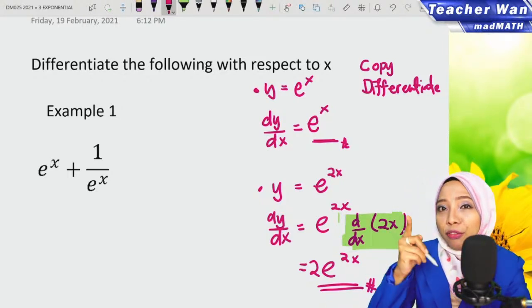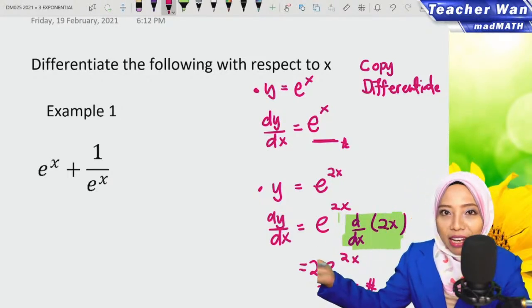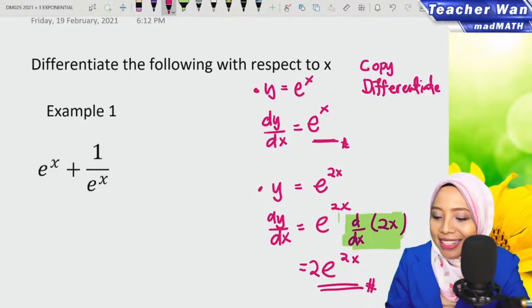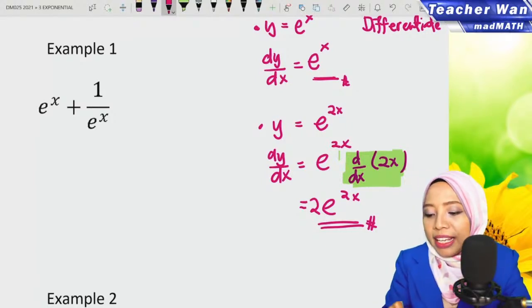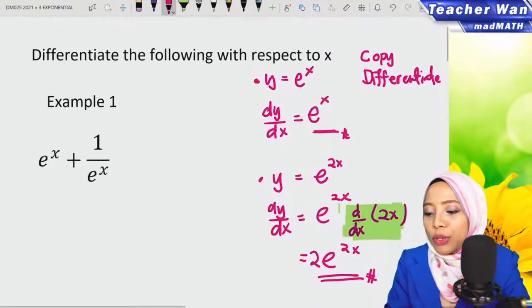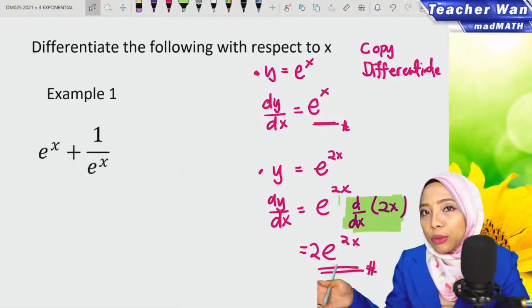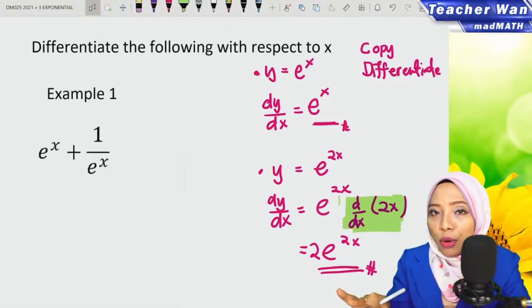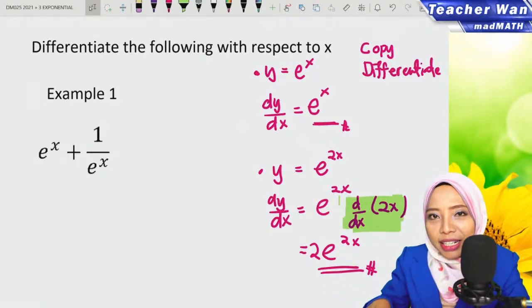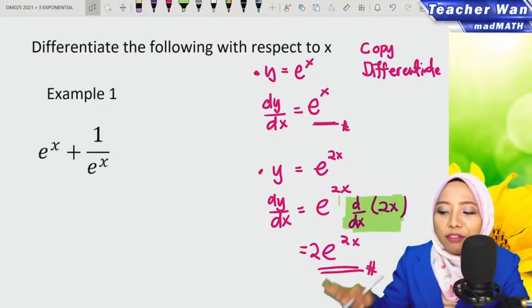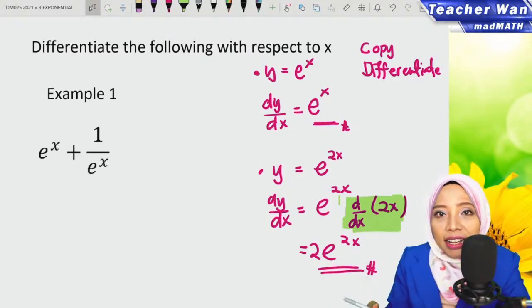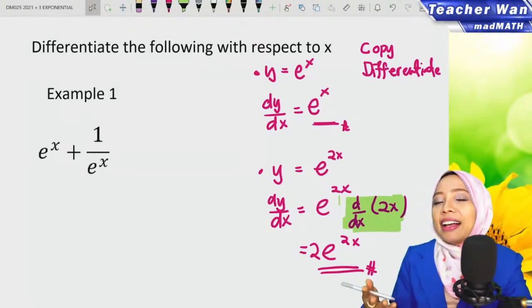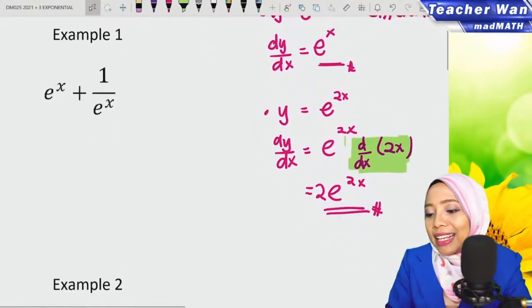Alright, if you are ready to proceed, let's do this example. Given to us exponential. Question 1: differentiate the following with respect to x. I did not write the question for every question, because our topic today is differentiation, differentiate with respect to x, because every question here involves x. So at least you get the knowledge.